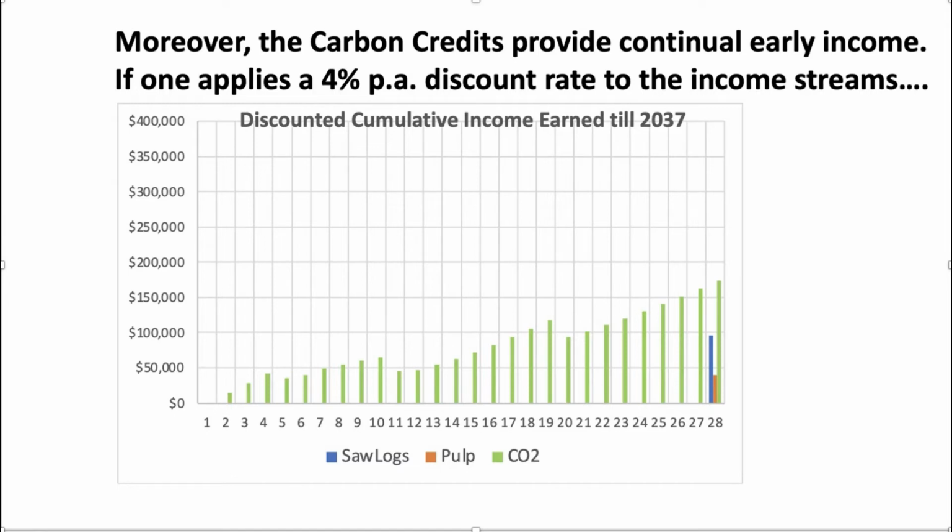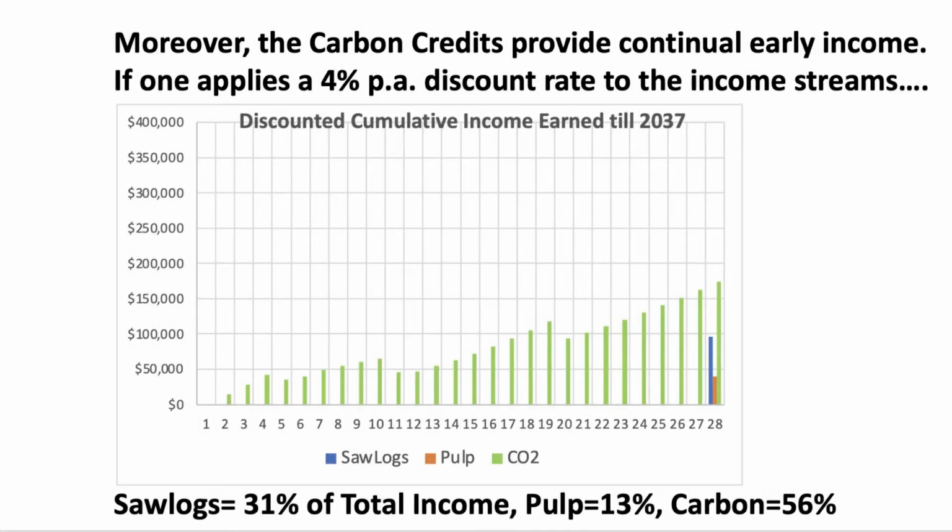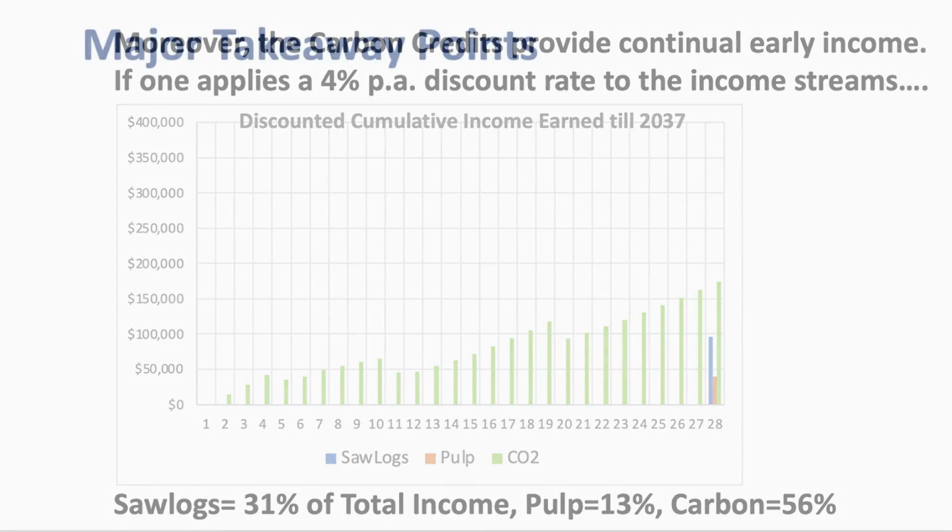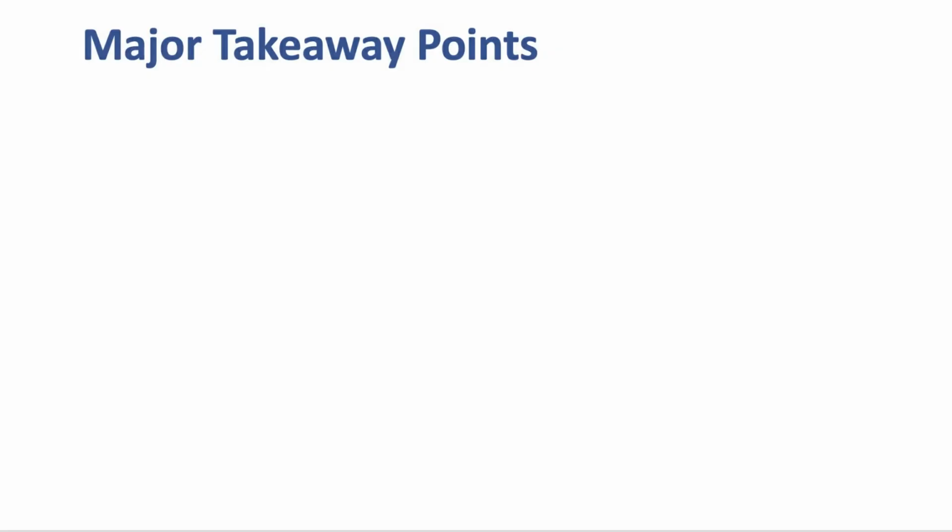But the other values also go down. So the saw logs are worth about $90,000 in present value terms, and the pulp is worth about $40,000. So there's still a relative difference, and in fact the difference is more in favour of the carbon, which comes in the early years. So now the saw logs are worth 31% of the total income, the pulp about 13%, and the carbon has risen to 56% of the total income because you get that stream of income early on. So all I'm trying to say is the following.